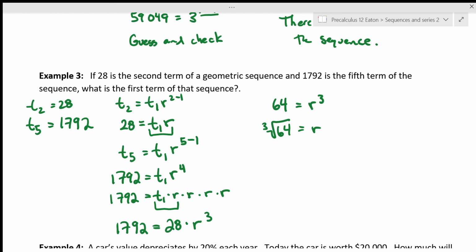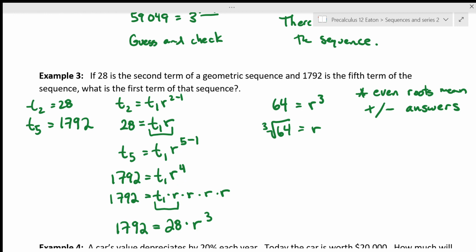You do have to be careful though. We have r to the third, the cube root of 64 only has one solution. If it were the square root or the fourth root or the sixth root of 64, that would have more than one solution, because with even roots, there's always a positive and a negative solution. If you're trying to solve an equation like 64 equals r to the fourth, there's always the positive square root and the negative square root. So just recall that even roots mean plus and minus answers.